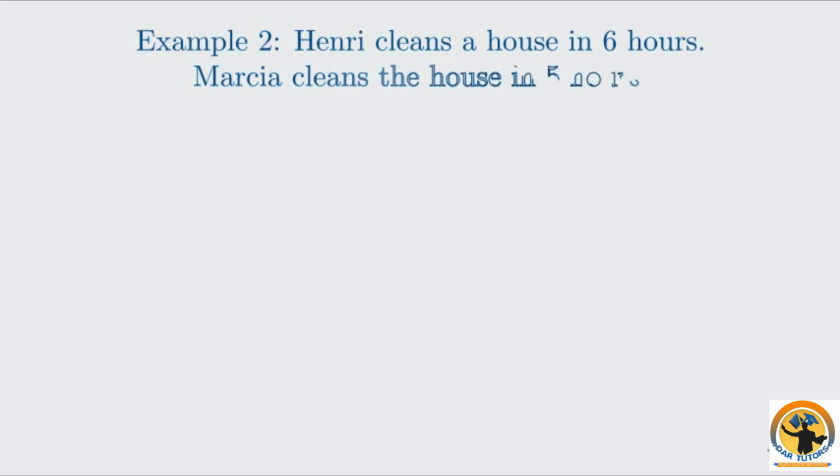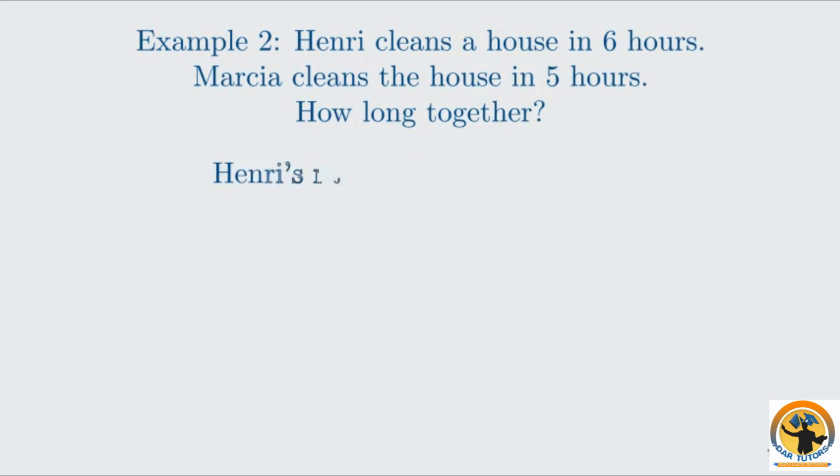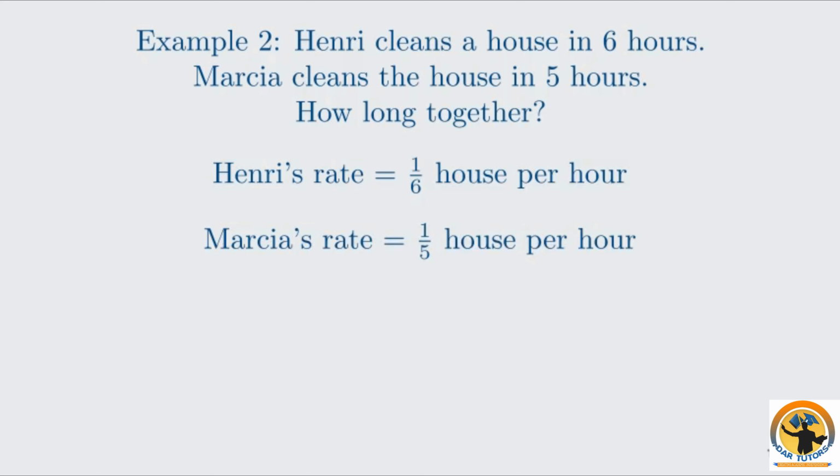Henri takes 6 hours to clean a house alone, and Marcia takes 5 hours alone. If they work together, how long will it take? This is a work rate problem. To model it, we need to think about how much of the house each person cleans per hour. In 1 hour, Henri cleans 1/6 of the house. Marcia cleans 1/5 of the house.